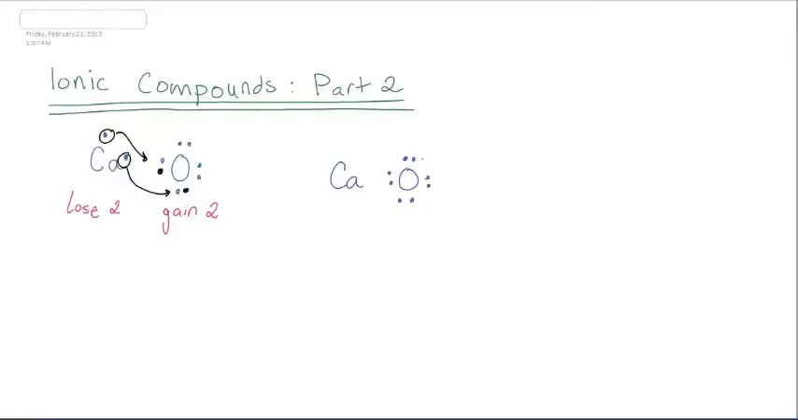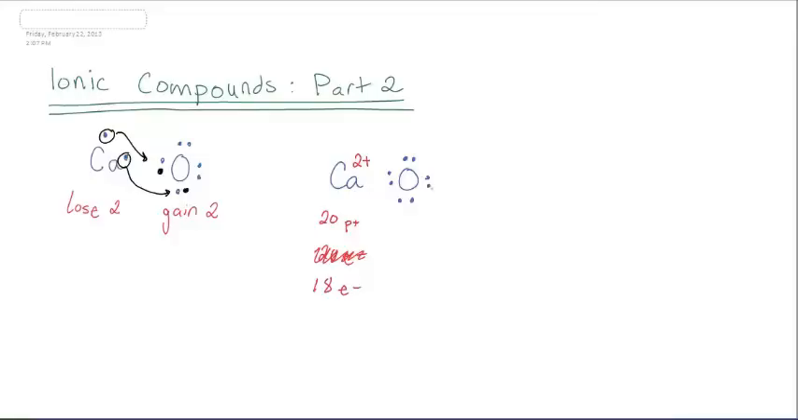Now, if you remember from the last lesson, we're not done. We need to add the charges. Calcium normally has 20 protons and 20 electrons. But it just lost 2 electrons, which means it's down to 18. And here is where it's different from the previous example. Instead of having 1 extra positive charge, it now has 2 extra positive charges. So we say that calcium is a 2 positive ion. So it has a charge of 2 positive.